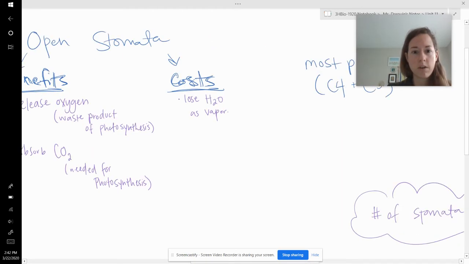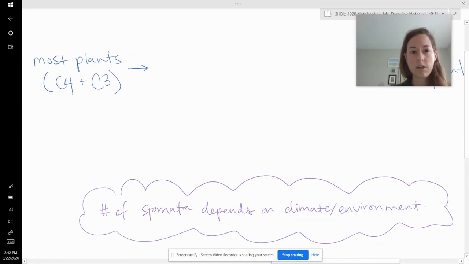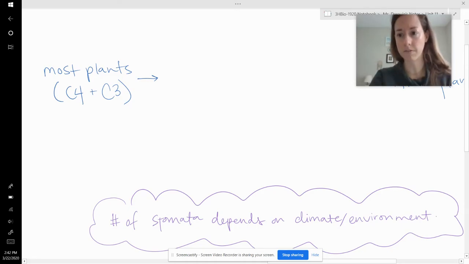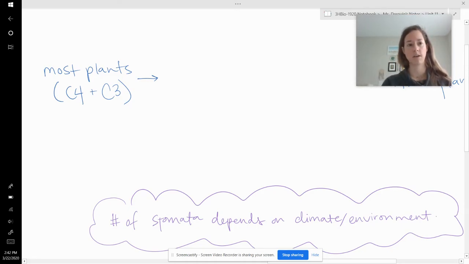Okay. So going along with this, different environments are going to have different effects on the number of stomata that plants have and the times that they open their stomata because of natural selection. So the plants that do this at certain times are better suited for their environment. And so those are the ones that will pass on their genes, like we talked about with the evolution unit.